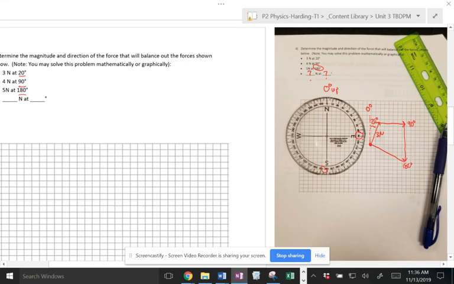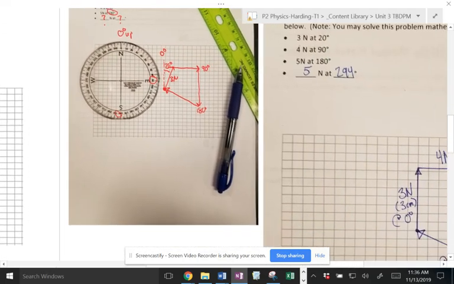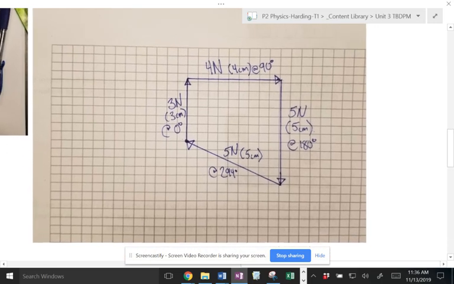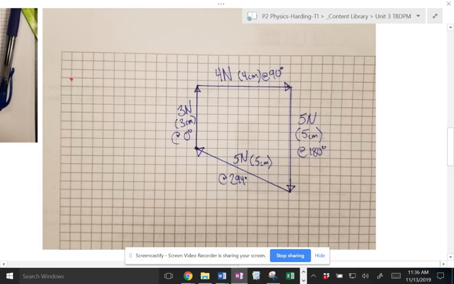So I just connect the end of my 3rd arrow to the beginning of my 1st arrow, because this is the 4th arrow that balances it all out. And I did that over here on the paper, and you can see what this looks like. Now you could do this in any order. You could have drawn the 4 newtons, and then the 3 newtons, and then the 5 newtons, and you should still end up with this same answer of 5 newtons at an angle of 294 degrees.